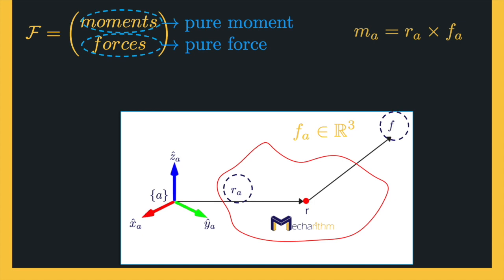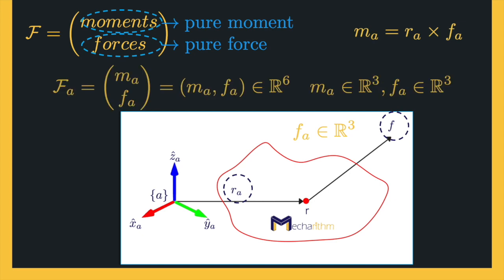Combining the moment and the force into a single six-vector spatial force, we get the wrench expressed in the A frame as this equation. The three-vector F_A shows the magnitudes of the forces in three directions that induce a three-vector torque or moment about the frame A. A wrench with a zero linear component is called a pure moment. Let's now see how we can change the frame of reference for a wrench.